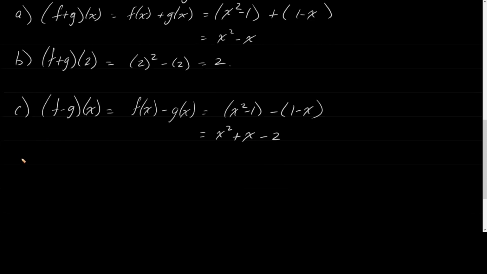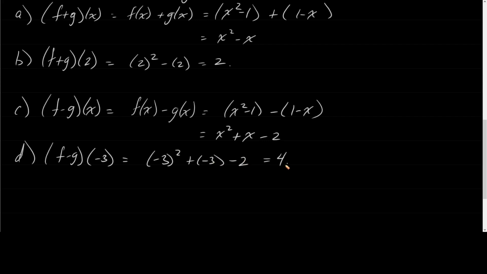And similarly, I can say, well, what would f minus g of negative 3 be? Right, so we would say we have negative 3 squared plus negative 3 minus 2. Negative 3 squared is 9. 9 minus 3 is 6. 6 minus 2 is 4. All right. Next one. So that was the sum and the difference.